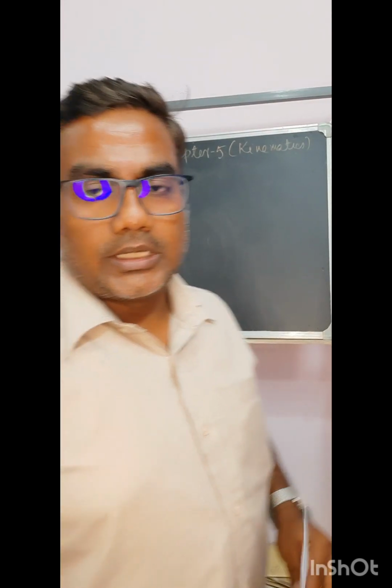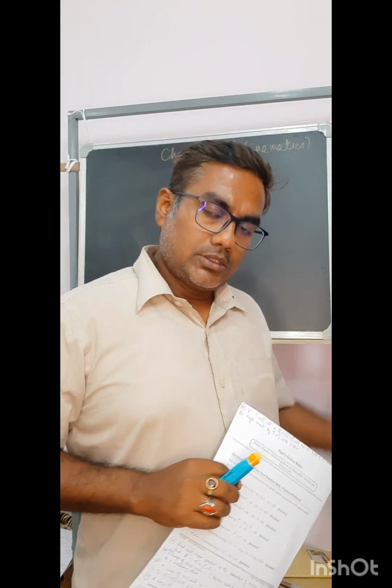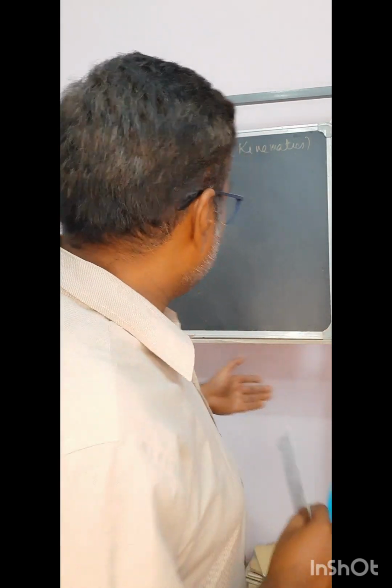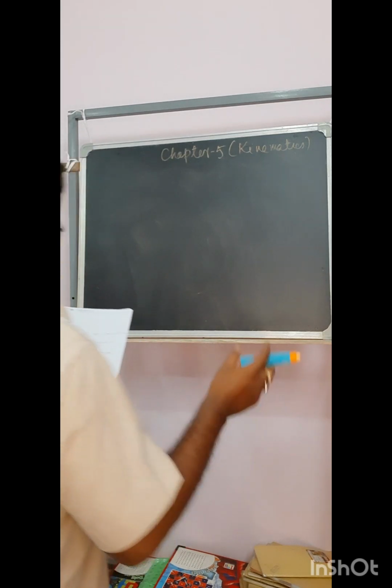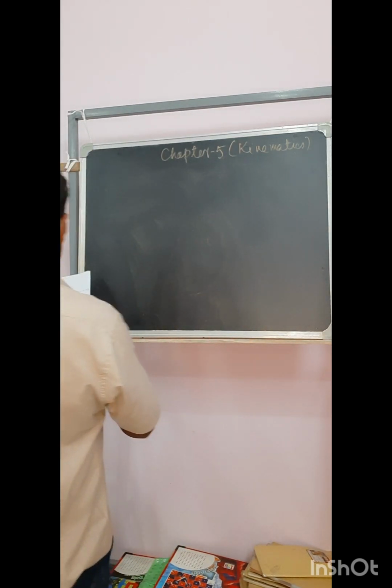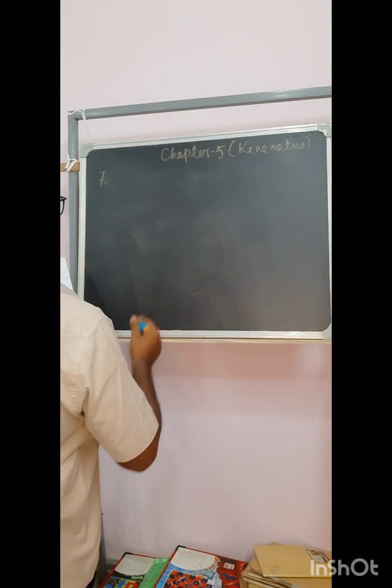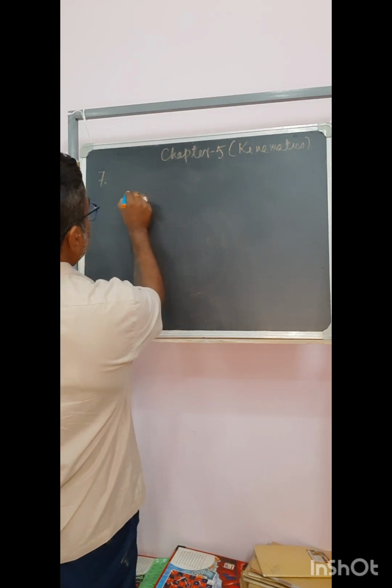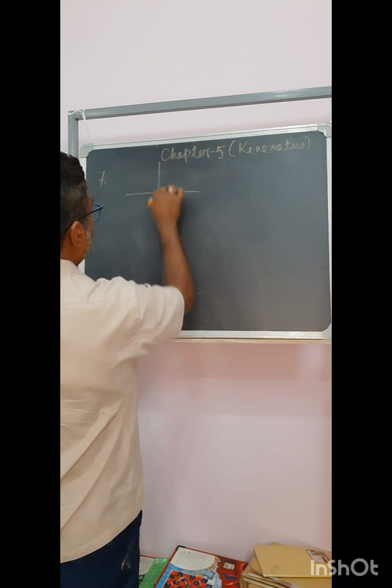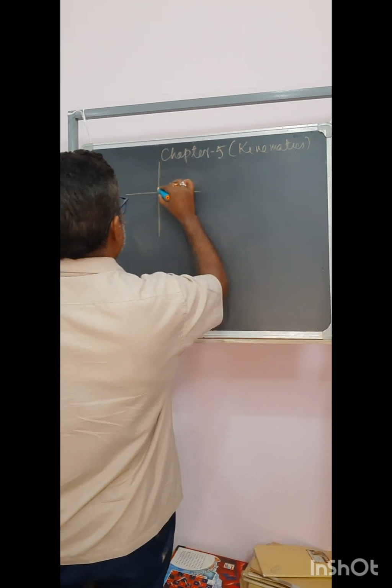Come back. Let's move on to chapter 5. As I continue the examples on kinematics, that problem that I finished at 6, now that will be 7 on your board. So you have to represent the angle. I've already covered it in theory, but here is still some example.